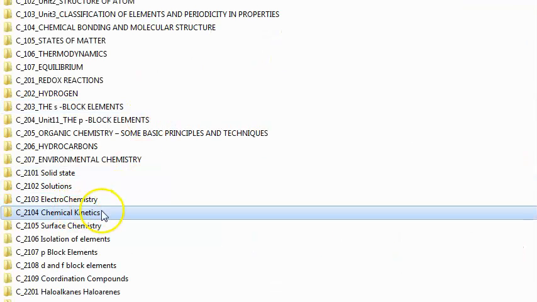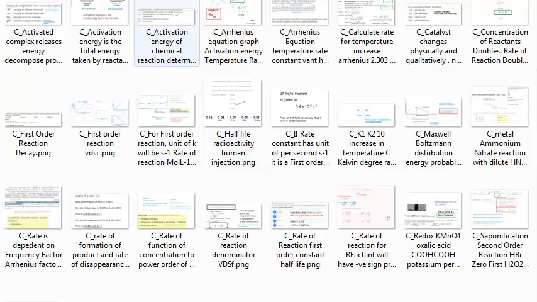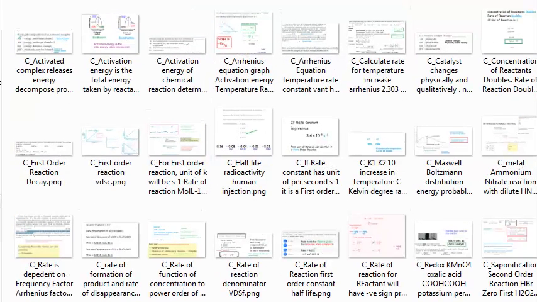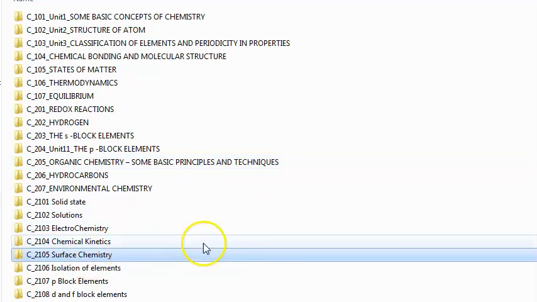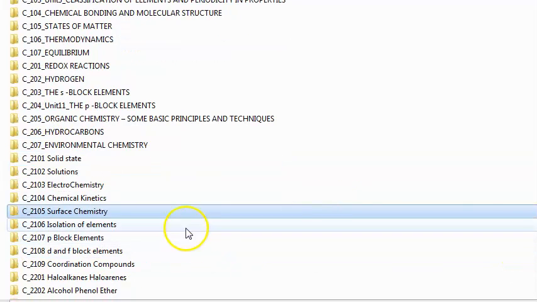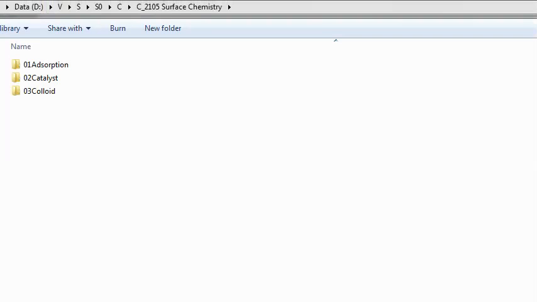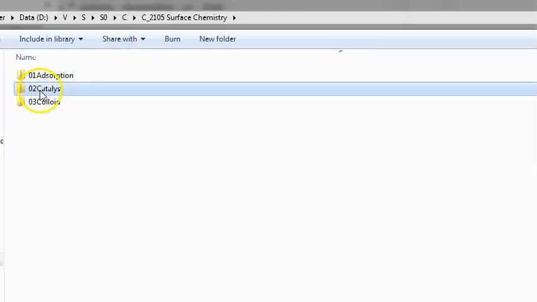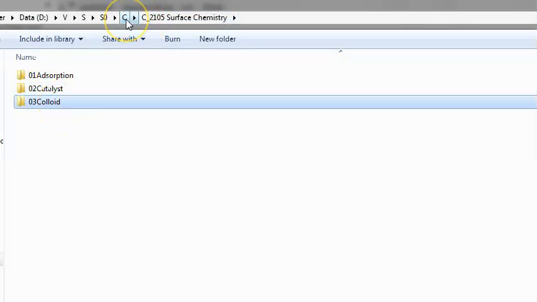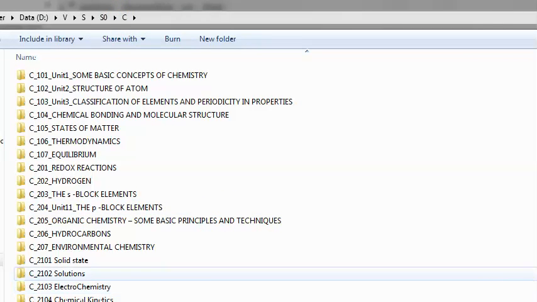Then chemical kinetics. Here you will study about the Arrhenius equation. Lot of things, half-life, radioactivity. Surface chemistry, guys, this is very interesting. Adsorption, right? You will study about adsorption, catalyst, colloid.